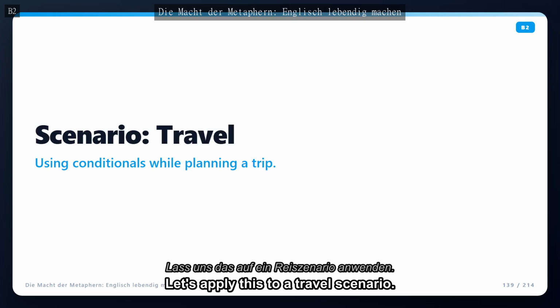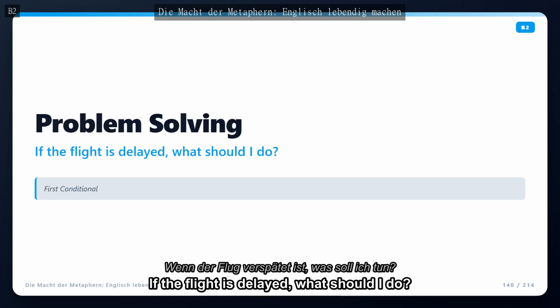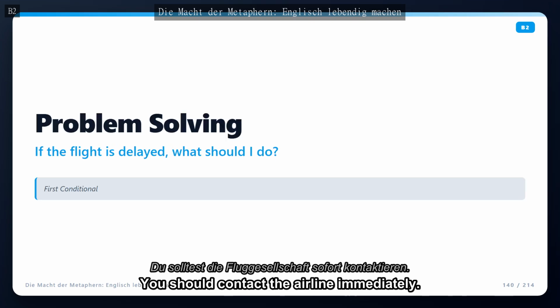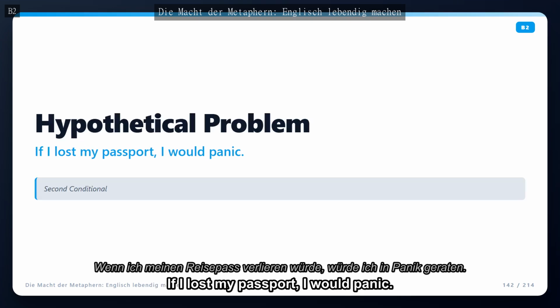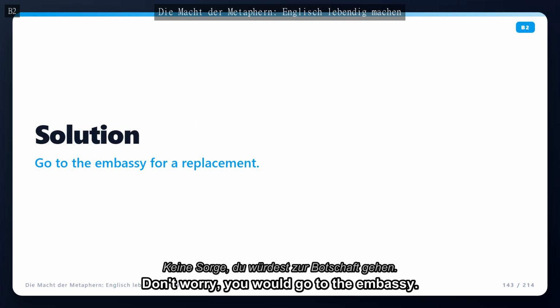Let's apply this to a travel scenario. If the flight is delayed, what should I do? You should contact the airline immediately. If I lost my passport, I would panic. Don't worry, you would go to the embassy.